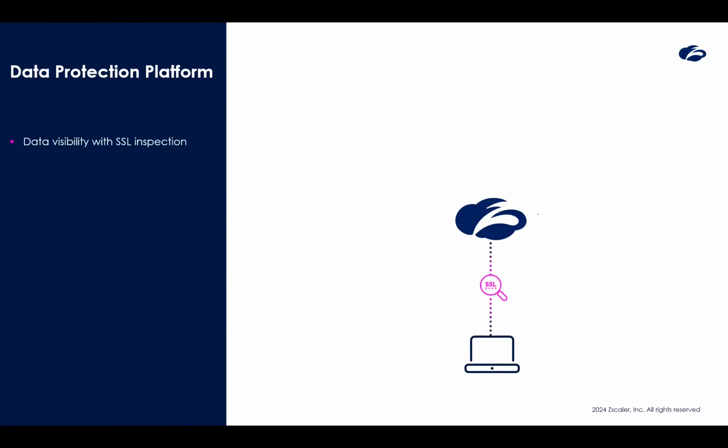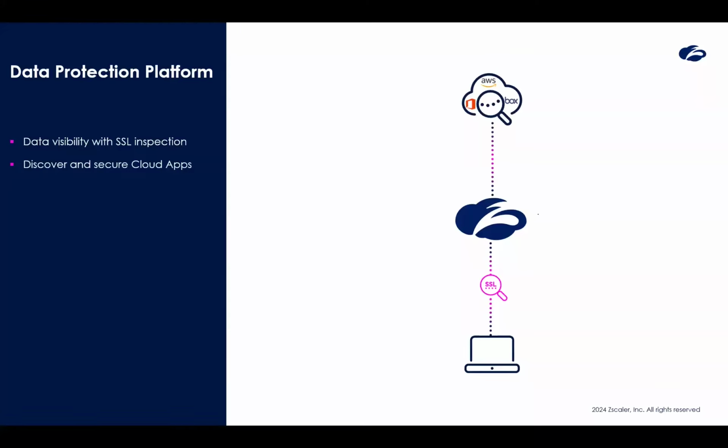First, it's important to understand that in order to apply data protection policies, Zscaler has to have visibility into the data, which means there's a requirement to SSL inspect transactions for any traffic that you want to apply data protection policy to. Without that visibility, we're not able to apply those policies. Once we have that visibility, the first step of building a data protection policy is to discover your cloud applications.